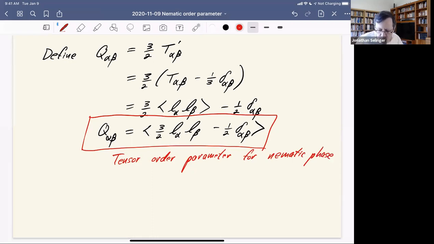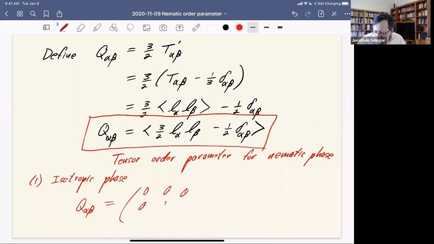And so we know what this is for a couple of examples. We already know, for one example, in the isotropic phase, that the Q alpha beta tensor is 0, because that's the way we constructed it. It has to be 0.